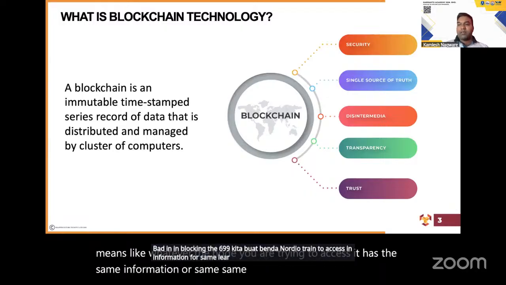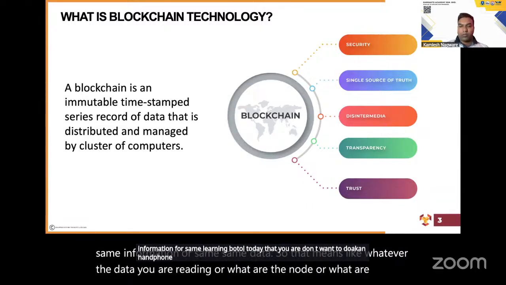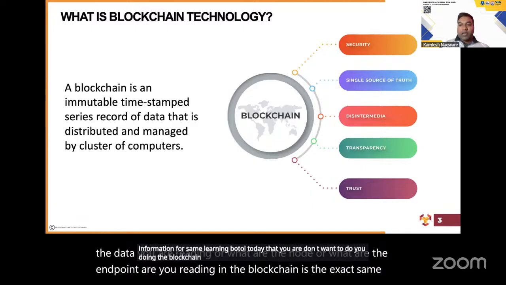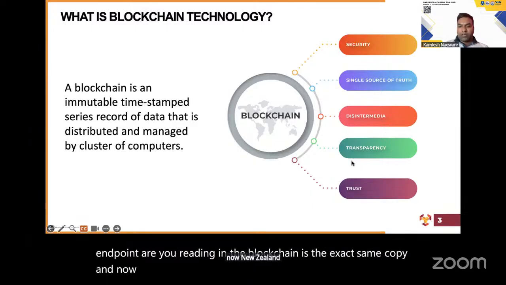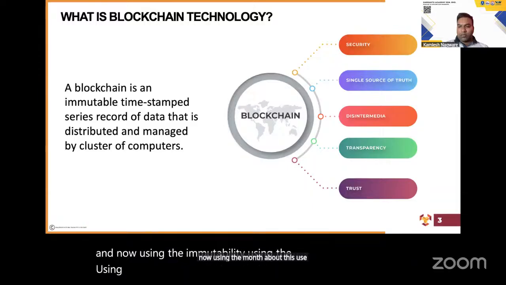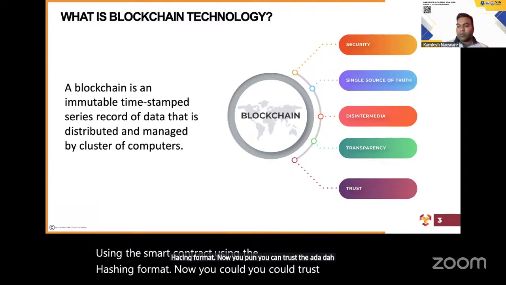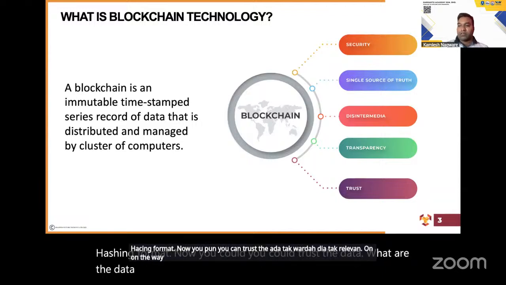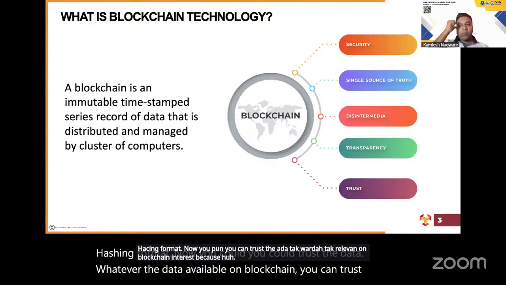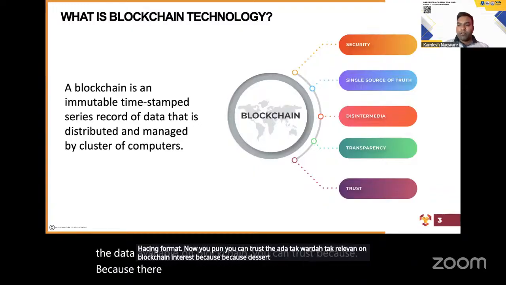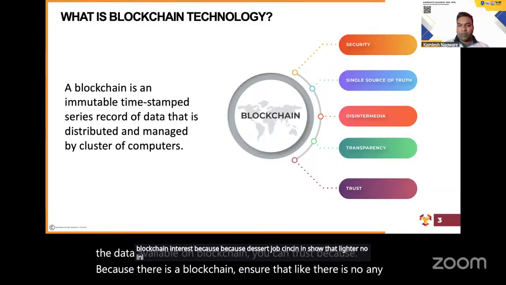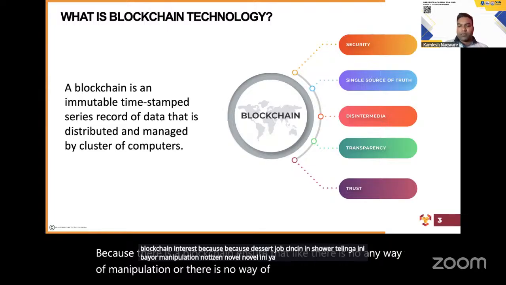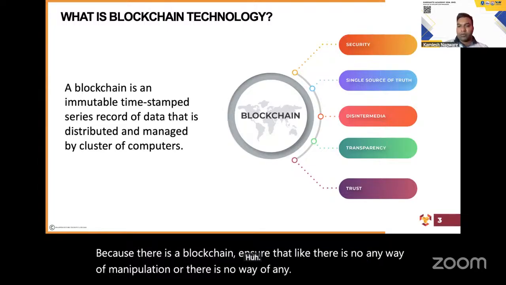So that means whatever data you are reading, whatever the node or endpoint you are reading from in the blockchain, it is the exact same copy. And now, using the immutability, the smart contract, and the hashing format, you can trust the data available on the blockchain, because the blockchain ensures there is no way of manipulation. That is the immutability of the thing, right?